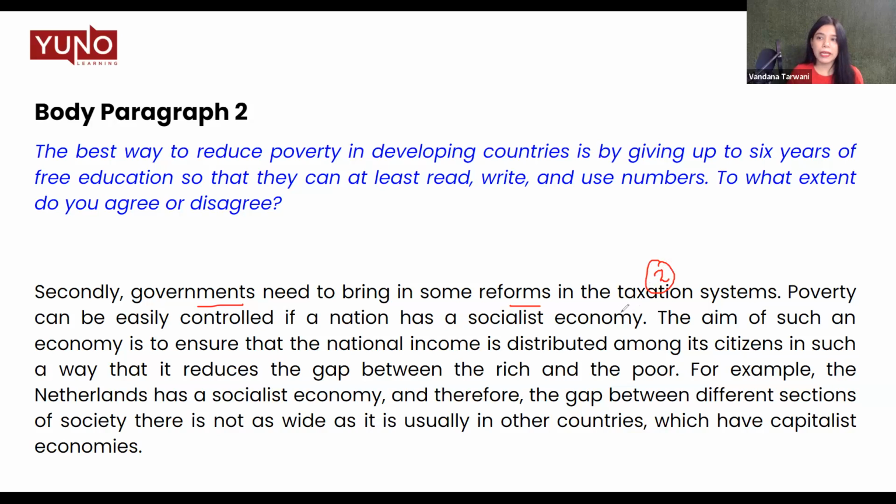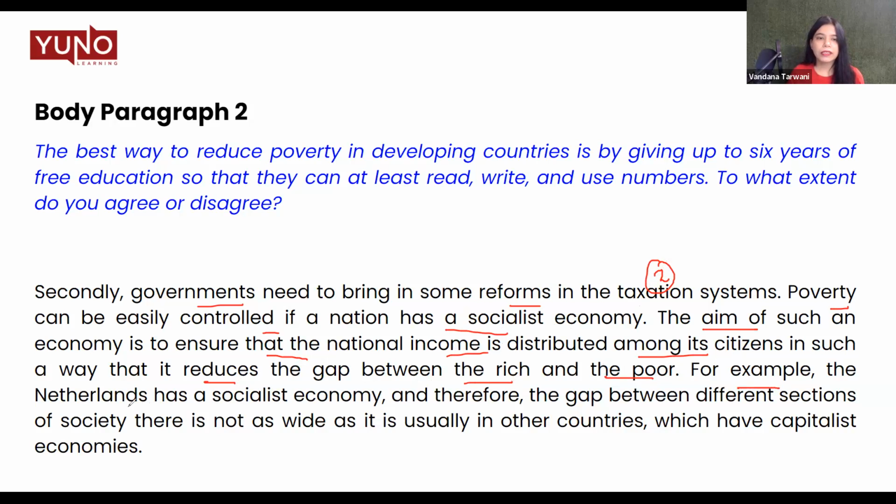Now we are developing this topic sentence. We are saying poverty can be easily controlled if a nation has a socialist economy. The aim of such an economy is to ensure that national income is distributed among its citizens in such a way that it reduces the gap between the rich and the poor.